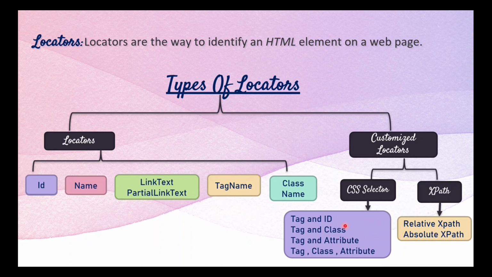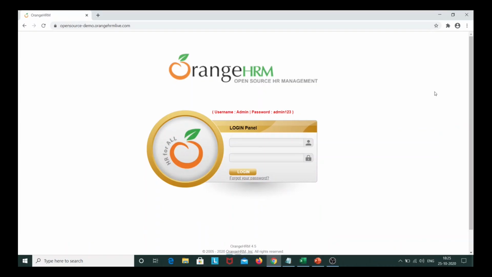Whereas with the CSS selector, we have tag and ID, tag and class, tag and attribute, and tag, class and attribute. So these are the different types of CSS selector that we also understood in the previous tutorial. These were some of the concepts that we learned in the previous tutorial.